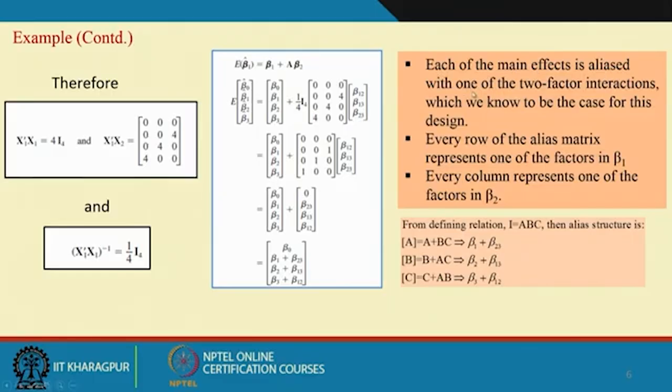So, let me read out. Each of the main effects is aliased with one of the two factor interactions, which we know to be the case in this design from using defining relations, that is what I have shown here. Every row of the alias matrix represents one of the factors in beta 1, and every column represents one of the factors in beta 2. So, there are four rows for beta 1, that is the 4 factors, 4 parameters, and for beta 2 there are 3 interaction parameters, so 3. Now, let us see another example.